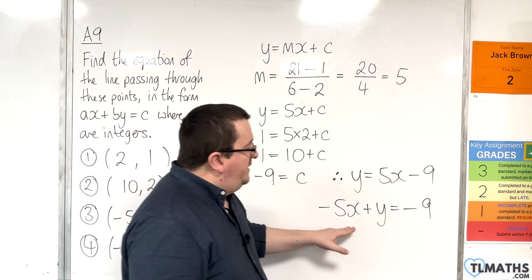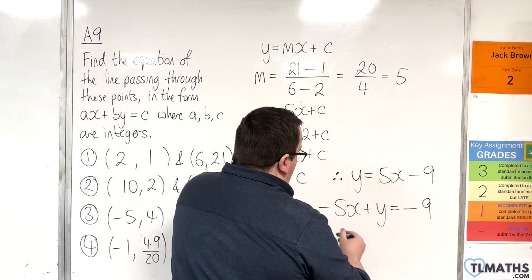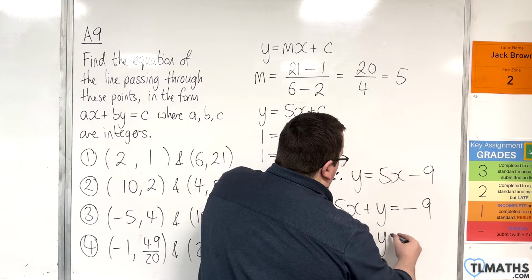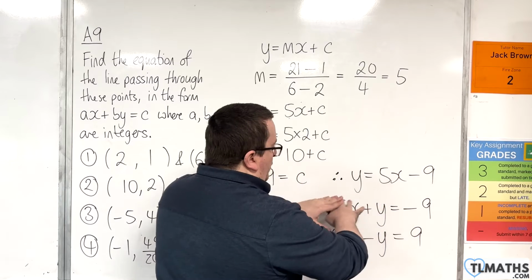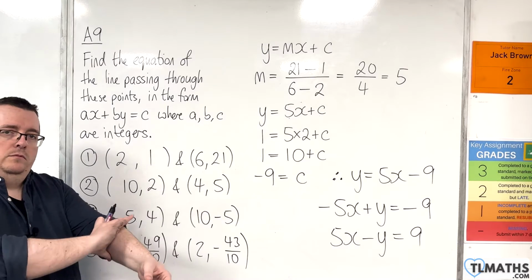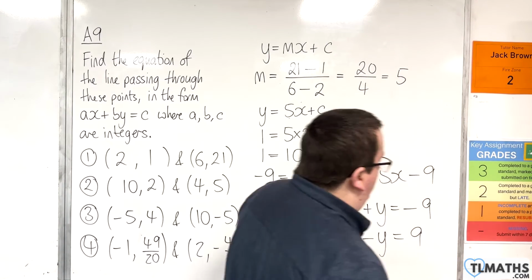Now you can either write it like that, or if you don't like the minus signs being there, you can multiply through by minus 1 and write it as 5x take away y is equal to 9. So multiply everything through by minus 1 and you can get it into that form instead. Okay? Either of those is perfectly fine.